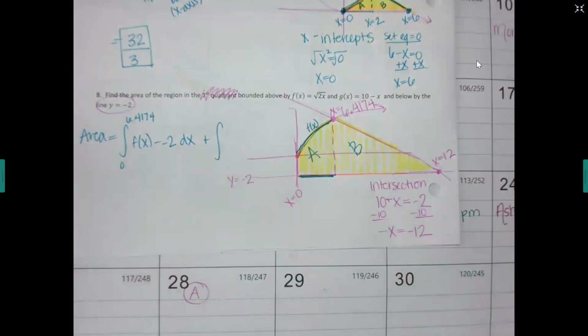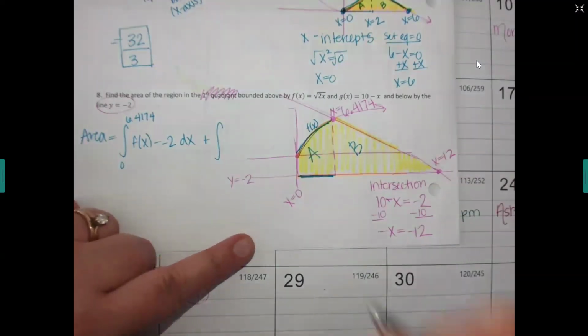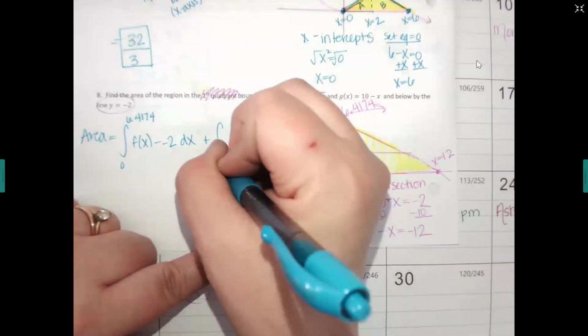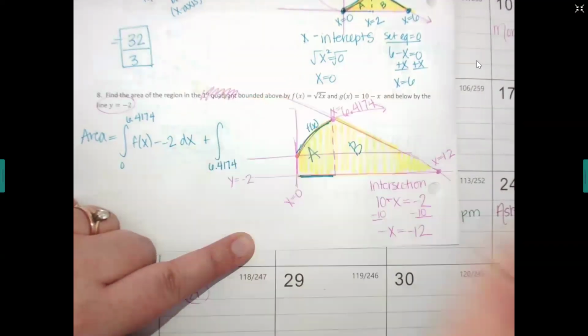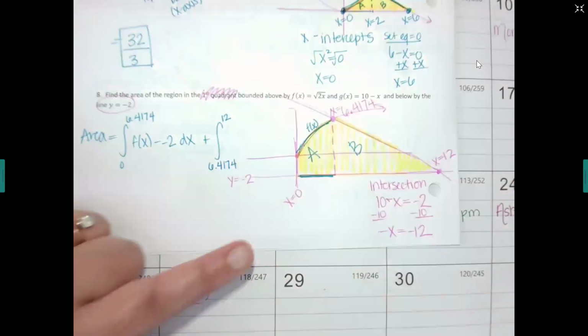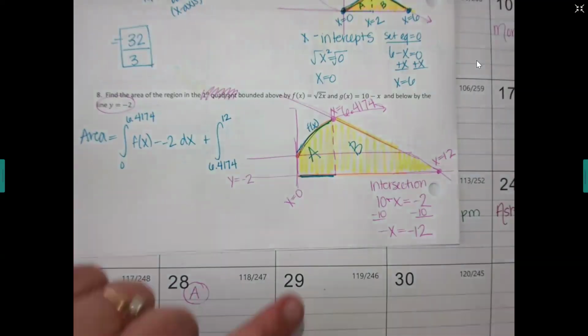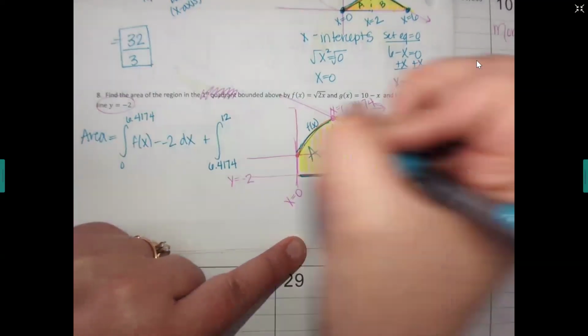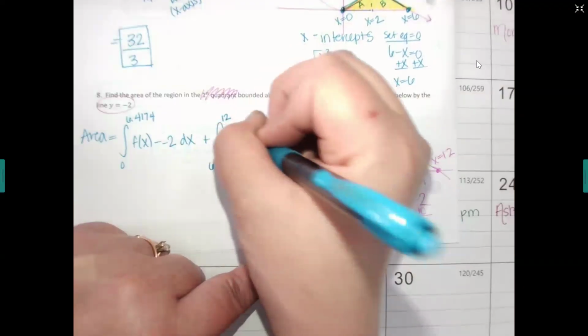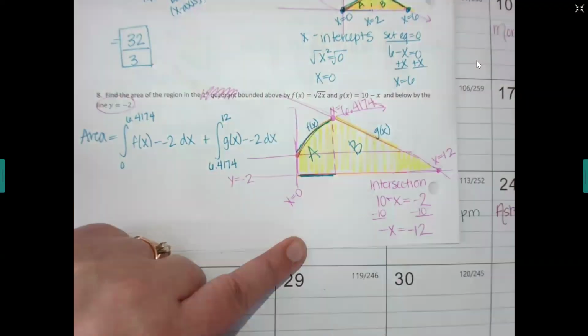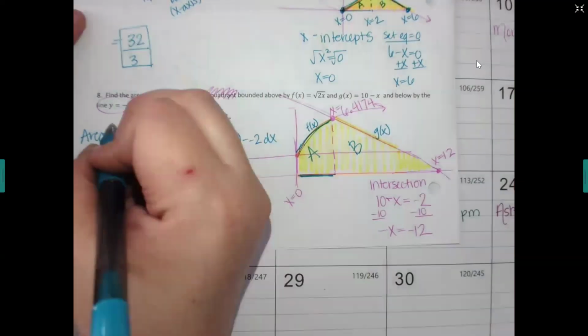Okay, then go to your part B. What are my endpoints? Very good. 6.4174 or until 12. And then for this piece of the graph, what's the top border? G of x, and the bottom border is still -2. So it'd be G of x minus -2 for your integrand. And then just go ahead and put that in your calculator.